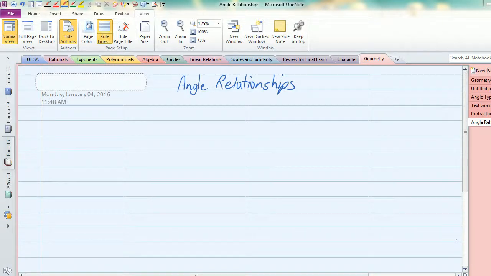Okay, so today we're going to look at angle relationships. We're also going to review angle types. So let's start with angle types.